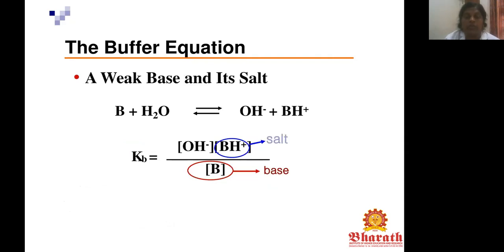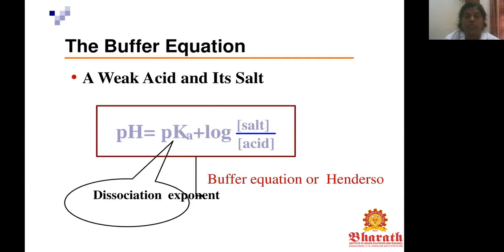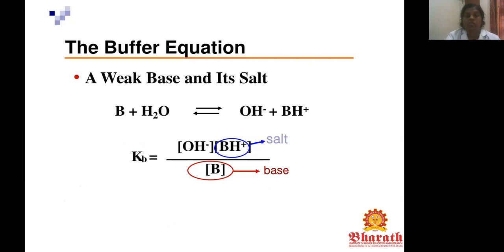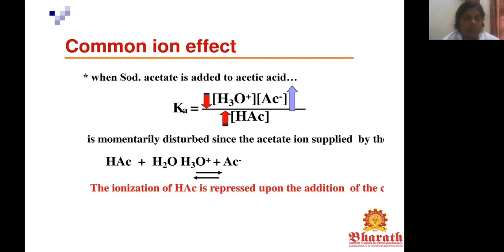That was the weak acid and its salt. The same applies to a weak base with its salt. Here the salt will come up in the numerator and the denominator will have the base. By the same approach, we apply the equation and write the buffer equation. Next one, common ion effect.